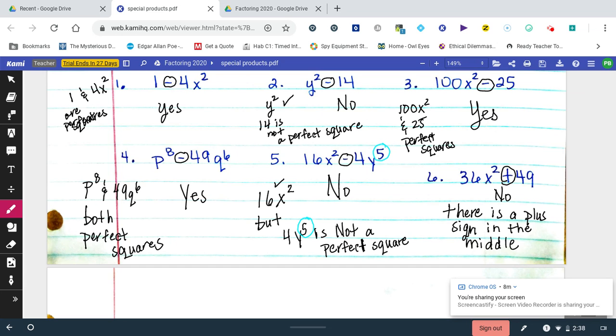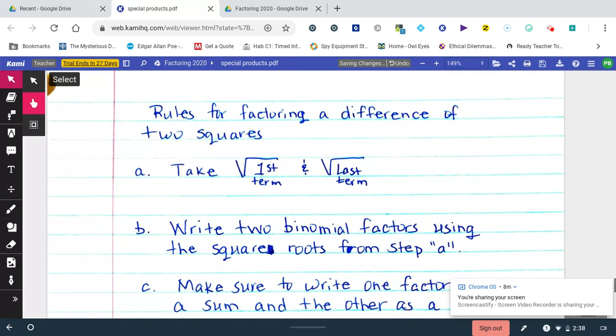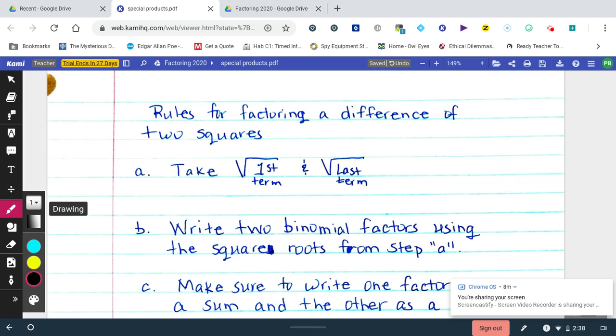Okay, I think we got one more page and we're done because this stuff is so easy. All right, so the rules for factoring a difference of two squares. Okay, so I'm going to put something on here first that I failed to put on here. First, what do you think the first thing is? First, no matter what, if I didn't tell you to factor it using a GCF, you should always assume that you're going to look for a GCF first. That's what I want you to do.